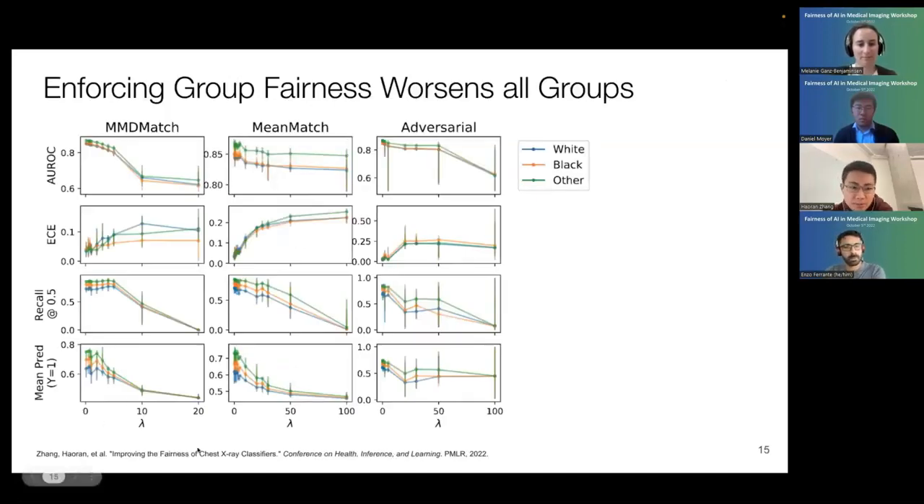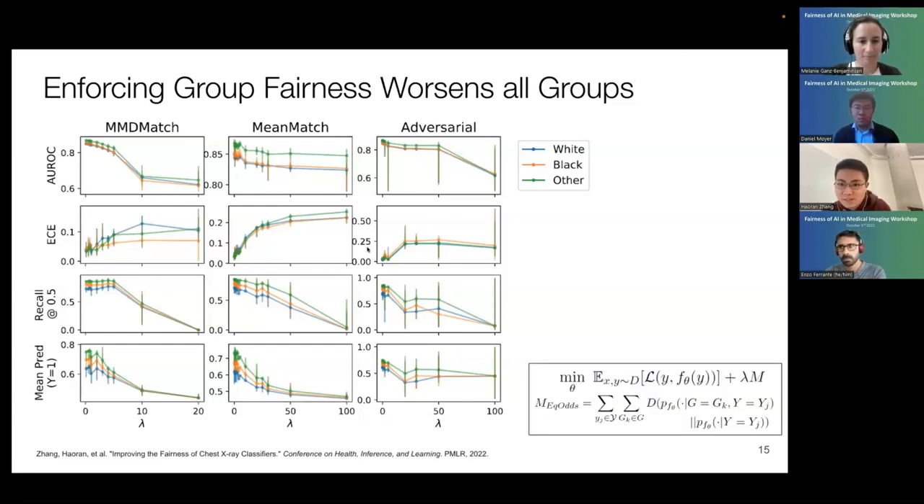So this is what we do in our paper published at CHIL this year. Essentially, we have three methods which try to achieve equalized odds. Okay, and the math is that we add on a term to the loss function, which corresponds to some distance metric between the risk score distribution for a group and the marginal distribution. And here, the distance metric is either MMD, or the mean of these distributions, or the predictability of an adversary to predict the group conditioned on the label. Okay, and we can vary this value lambda, which is how strongly we want to enforce that additional term, right?